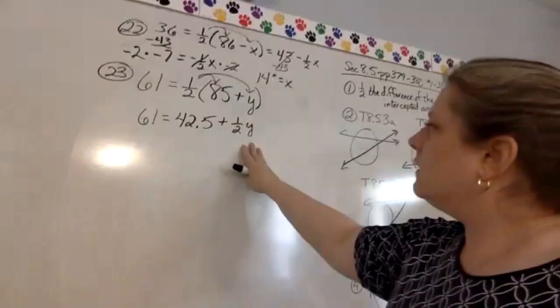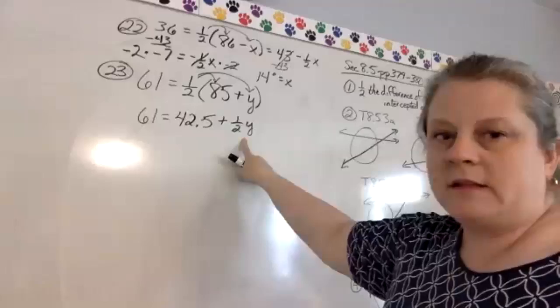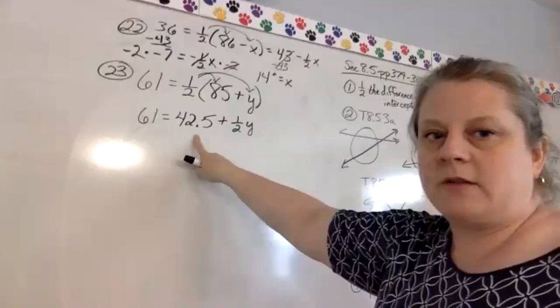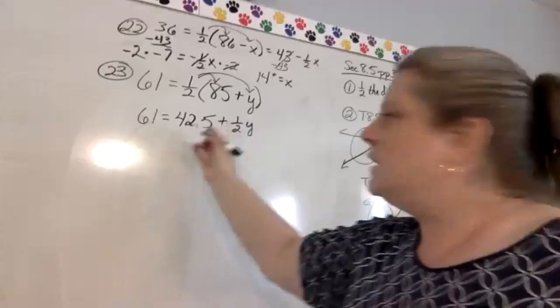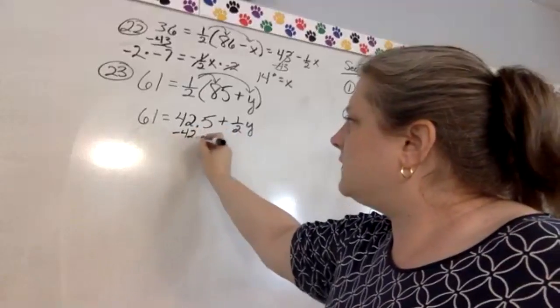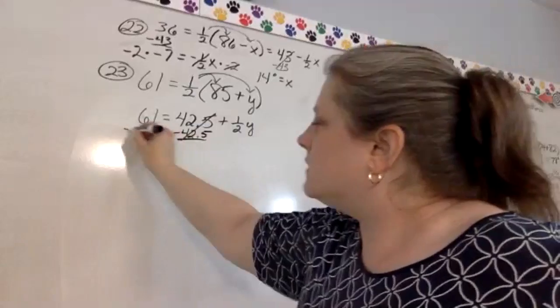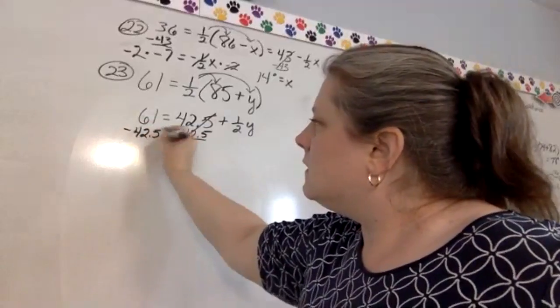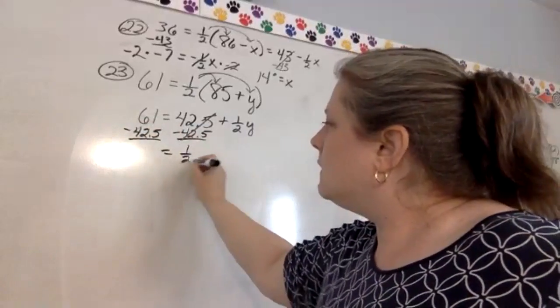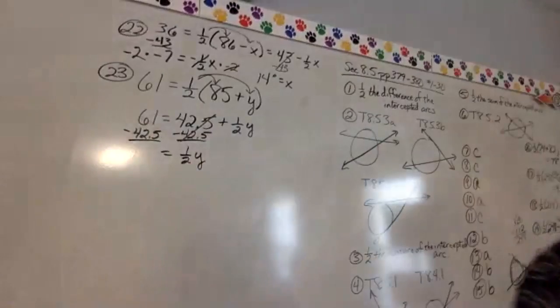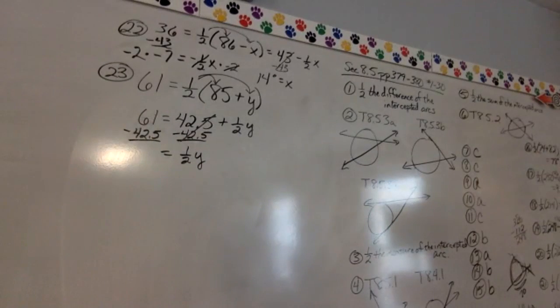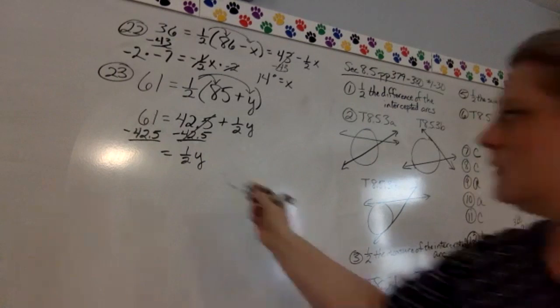Now, for here, you're ready to get the y by itself. So I got to move this to the other side first. Since it's positive, to move it to the other side, I subtract it. That cancels. So I have 61 minus 42.5. 18.5. Okay.